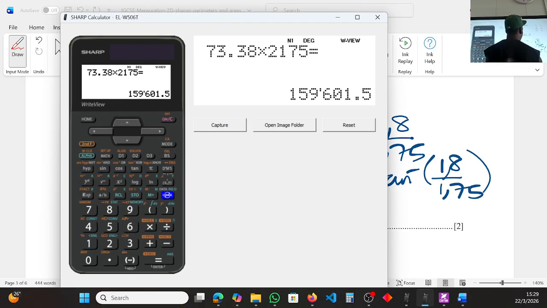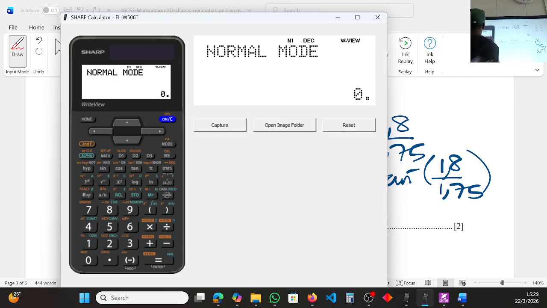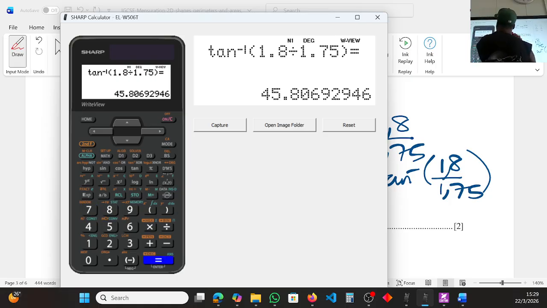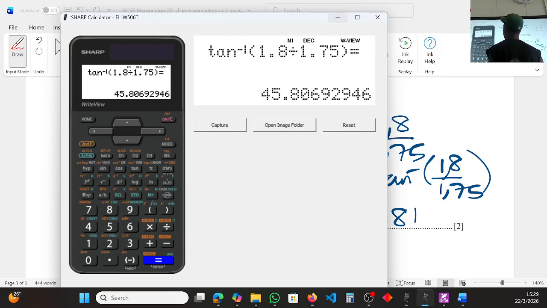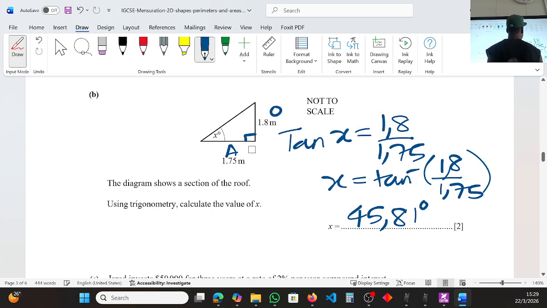So let me pick my calculator and try it. In second function, I go to tan inverse, open the bracket, then I put in the fraction 1.8 divided by 1.75. Then I close my brackets. The result is going to be 45.8 degrees. So that's 45.81 to two decimal places. Let me double check: 45.81 degrees. Right.